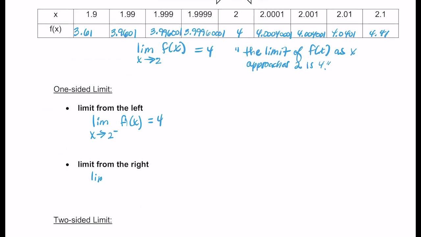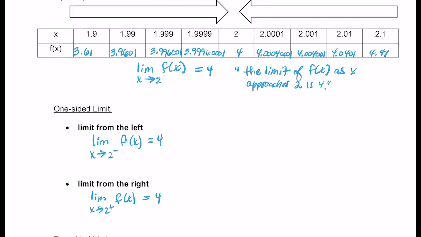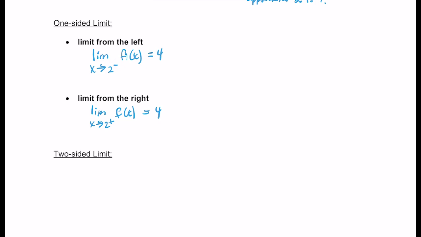And if we want to look at the limit from the right, we would just put a little plus above our 2. And again, as x is approaching 2 from the right, f of x is getting closer and closer to 4. Okay, so we're going to put those two things together. Since the left limit and the right limit are the same, we can just use this two-sided limit, which takes into account both, where we would just say the limit of f of x as x approaches 2 is 4, where there's no need for that negative or that positive.